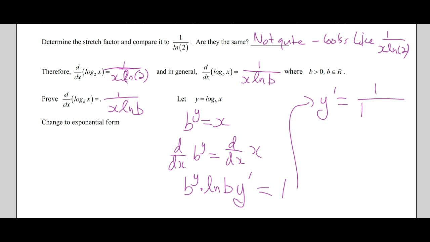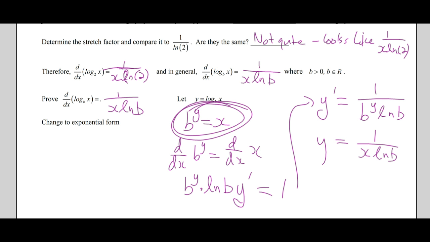So what's y prime? 1 over b to the y ln b. What's b to the y? Instead of b to the y, I can write x. So it's 1 over x ln b. And there's the proof.